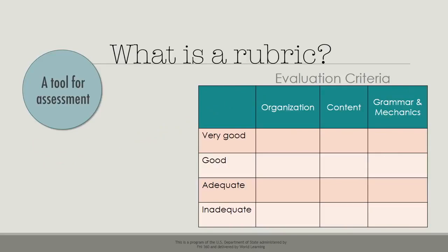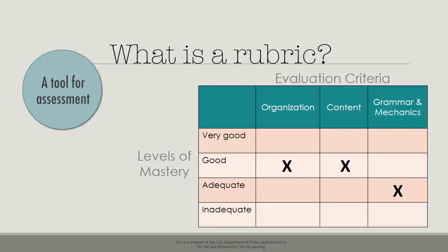Next, a rubric describes the different levels of mastery. In this rubric, the teacher can describe the essay's organization as inadequate, adequate, good, or very good. Each area will be assessed like this. In addition to evaluating the organization, the teacher will also assess the content and the grammar and mechanics.